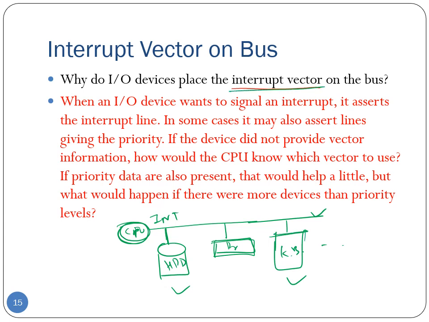So as we discussed in the class, once the interrupt has been acknowledged, the interrupting IO device will place a small integer on the bus, which will help the CPU recognize or identify the device.